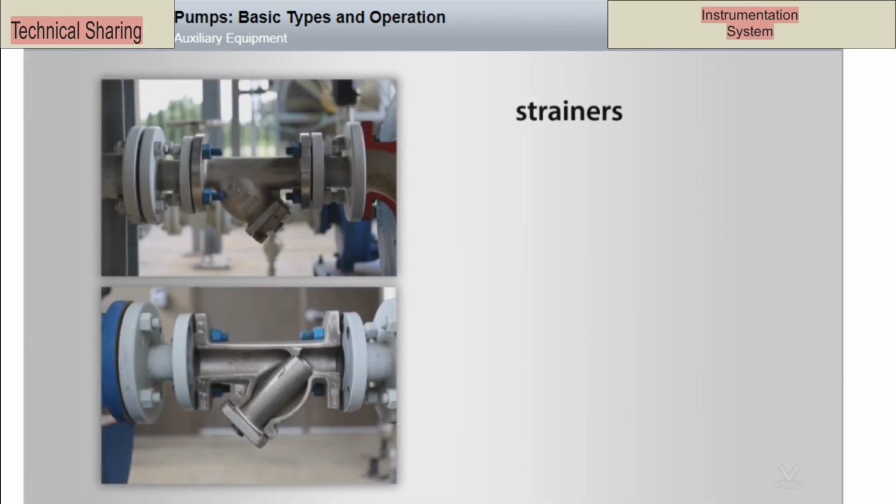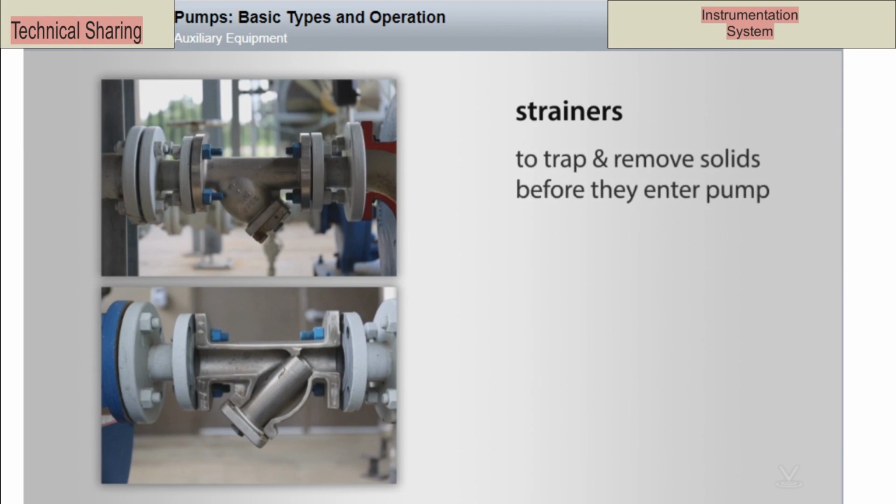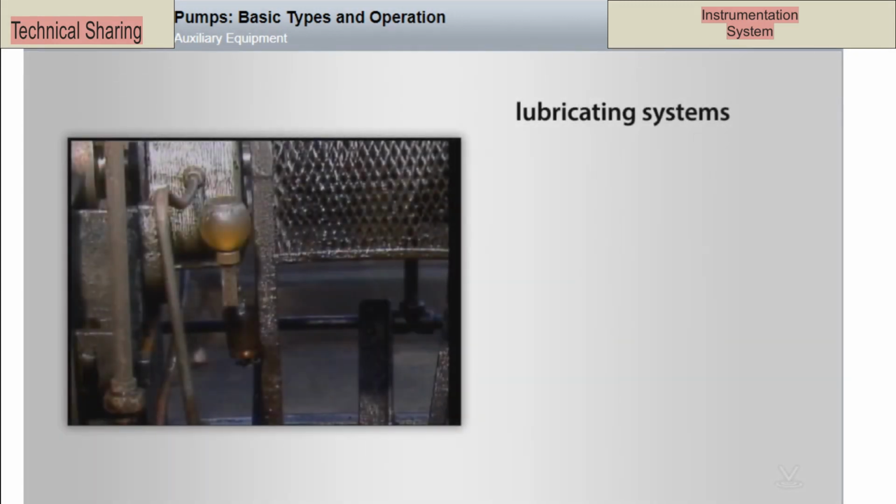Strainers. A strainer is another type of auxiliary equipment that's often used with pumps. Strainers are used to trap and remove solids from the process liquid before they can enter the pump and cause damage.